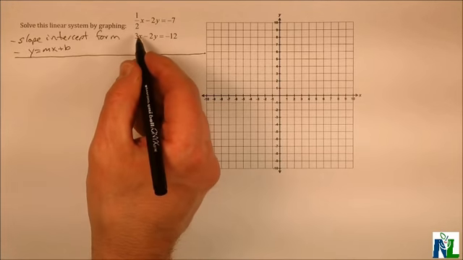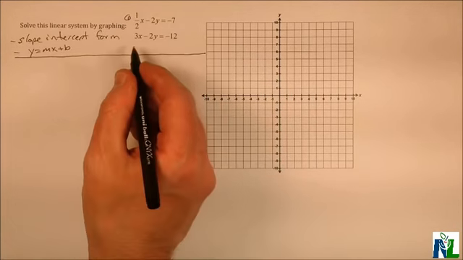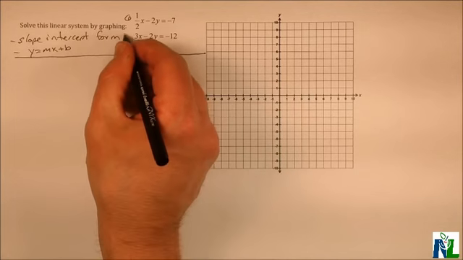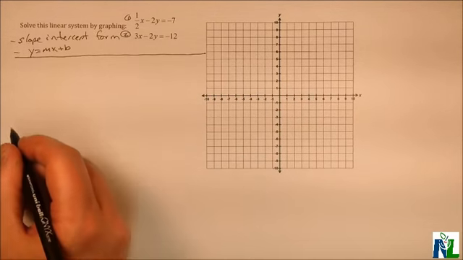Half x minus 2y equals negative 7. I'll call that equation 1. 3x minus 2y equals negative 12. I'll call that equation 2. Let's consider equation 1.